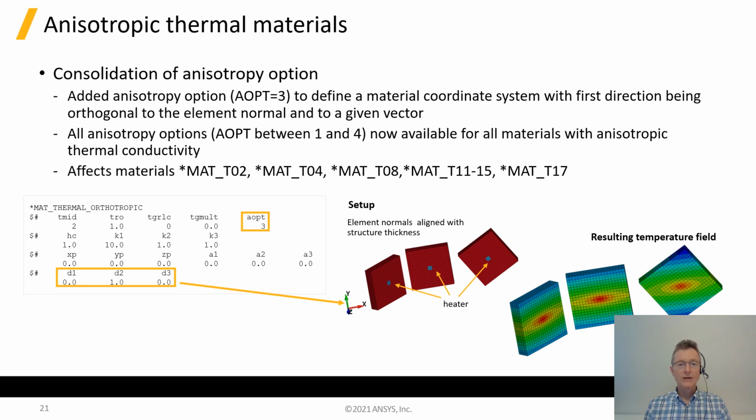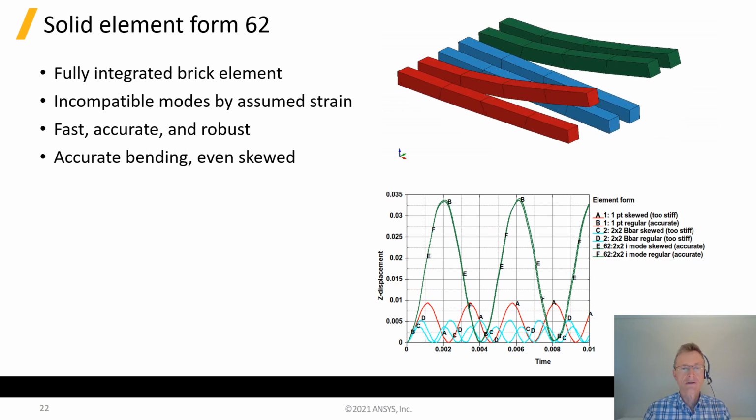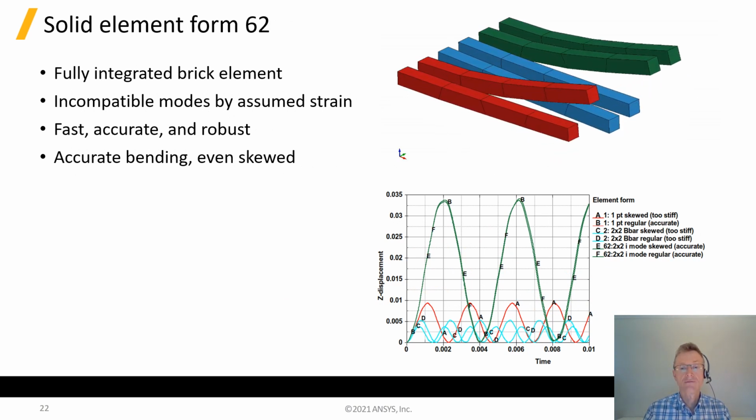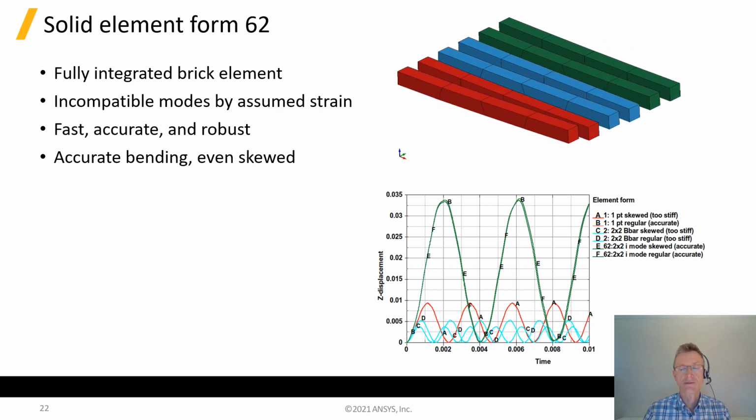With thermal material models that have anisotropy, i.e. different conductivity or other properties in different directions, the methods for defining the local material directions have been brought into line with the structural materials, so the same AOPT settings are now available as they are for the structural materials. There's a new solid element formulation that still gives good results even for really unfavourable element shapes.